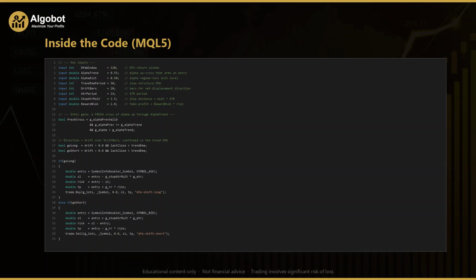Now the entry gate. The Boolean called fresh cross is true only when the previous alpha was at or below AlphaTrend and the current alpha is above it. That's the exact moment of the upcross, not just any high reading.